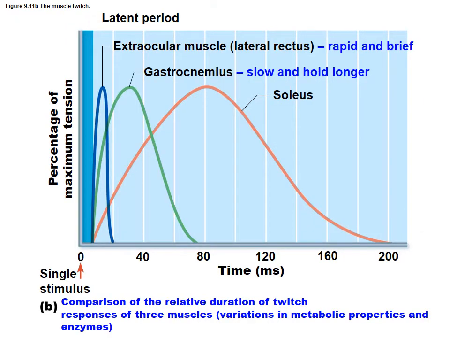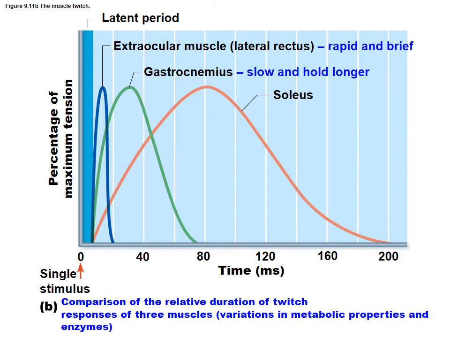Here's a comparison of the three stages if we were to compare our muscle. Now what they're doing is they're going to start comparing a very small muscle like our extraocular muscle, which is usually found around the eyeballs. This tends to have a very rapid and brief response.